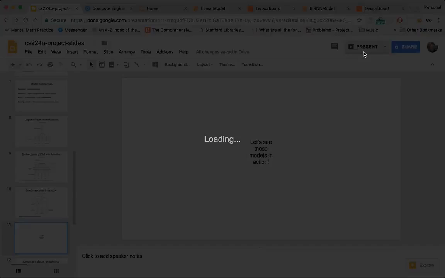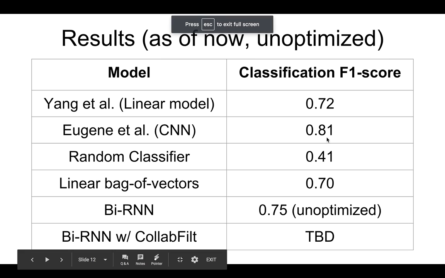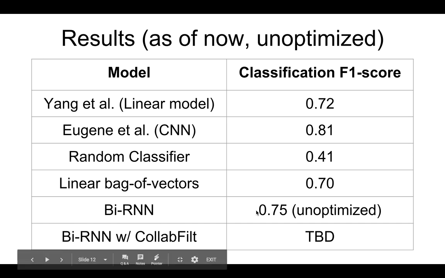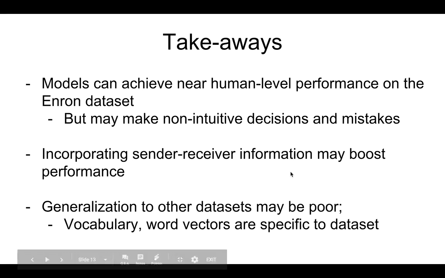Anyways, so in conclusion, this is a brief summary of the results I have so far. These are previous models. This is the random classifier. This is the bag of vectors, the linear model, which gets about 0.7. The RNN gets 0.75. And I have not implemented the collaborative filtering model yet. The takeaways are these models can definitely achieve near human level performance, but may sometimes make non-intuitive decisions and mistakes. I'm unsure of how well these models will generalize to other data sets. It seems to be particularly on business emails, so you may need a different model for personal emails.